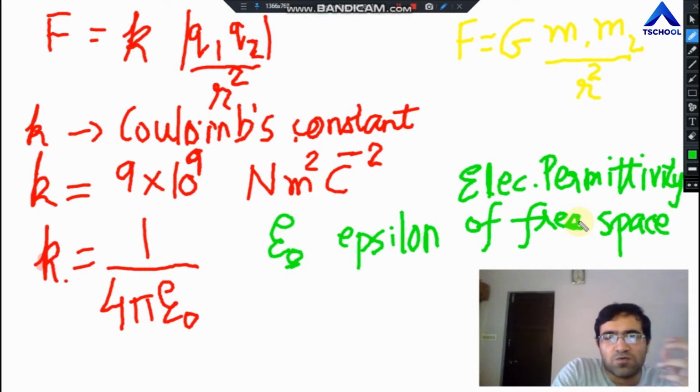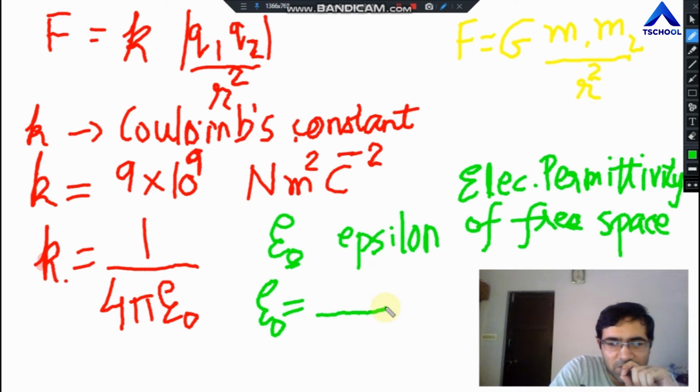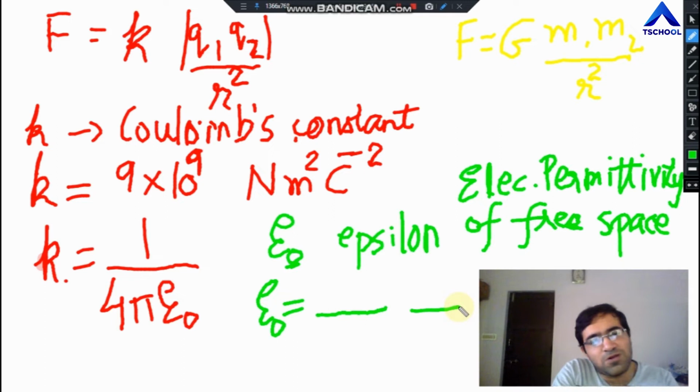So I've told you k's value. Now I want you to find out on your own what is the value of this epsilon 0, and also find out the units. So that part is for you to do on your own. All you have to do is plug it in this equation and you'll get your answer. Be lazy, make sure you do it.